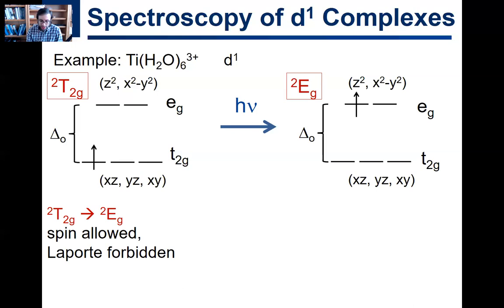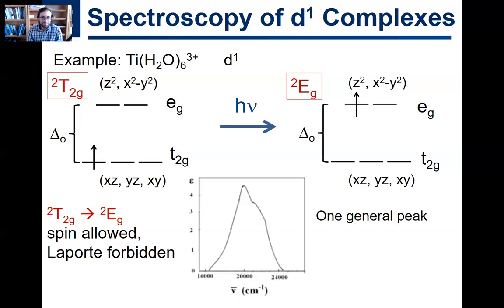Why is it Laporte forbidden? Because we're going from G to G. We did not change parity, right? G to U or U to G, that would be Laporte allowed. And so from that prediction, we should get 1 peak in our spectrum. It should be pretty weak, between 1 through 1,000 inverse molar inverse wave numbers in terms of the absorption coefficient. You can see it ends up being an absorption coefficient of about 5, and there is 1 general peak. So that seems really easy, and it is. It all works out for this transition metal complex.